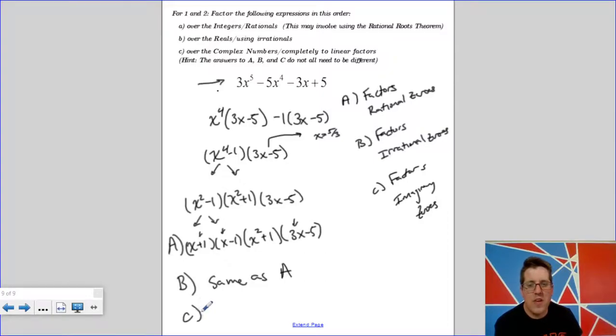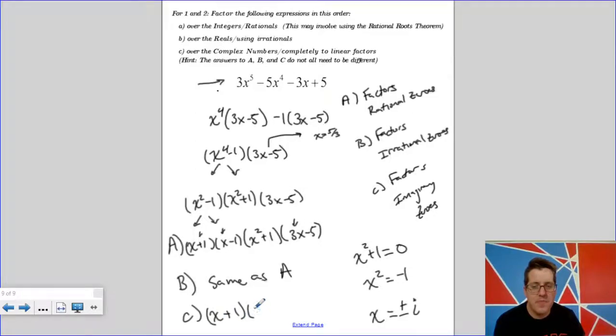Then finally for C, we would ask ourselves, are there any imaginary zeros that we haven't accounted for yet? And x squared plus 1 does have imaginary zeros at plus or minus i. So the way that that would look as a factor would be the ones we already know, and x minus i, and x plus i.